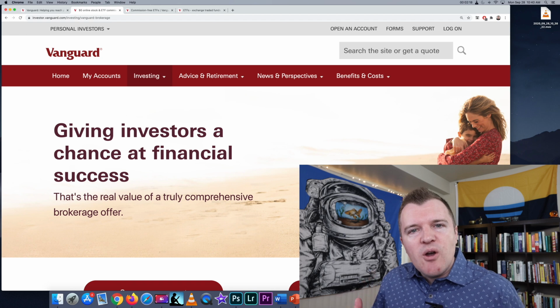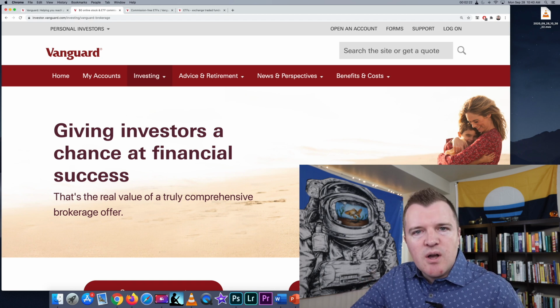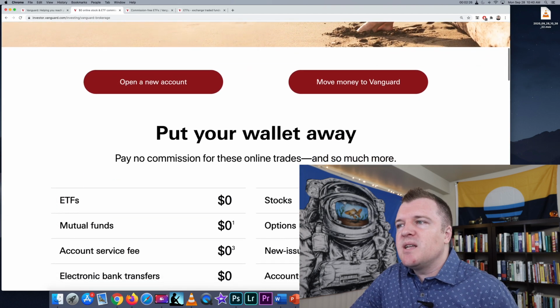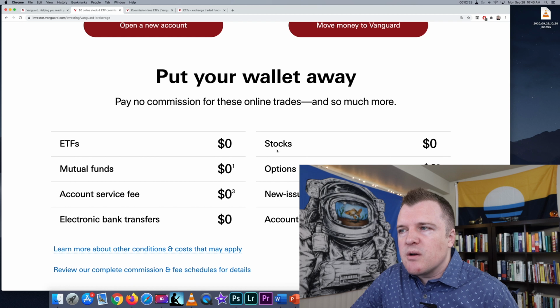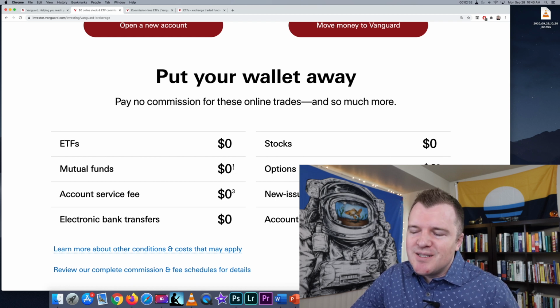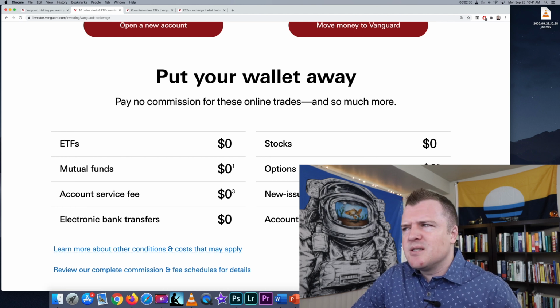And investing with Vanguard is a great option because as of this year, they have moved towards $0 fee commission trades. What this means is right on their website, it says put your wallet away, $0 for ETFs, $0 for stocks. For mutual funds, $0 if you buy their mutual funds. Options, it says $0, but you're still going to pay a fee for the exchange.